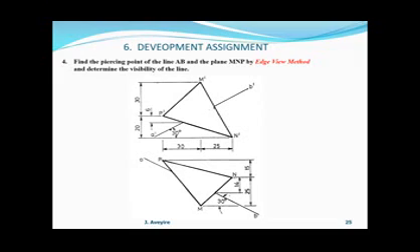That is the solution. Now let's look at our assignment 4. Find the piercing point of the line AB and the plane MNP by the edge view method and determine the visibility of the line. Note over here, please provide your answer legibly. Let it be clearly visible.